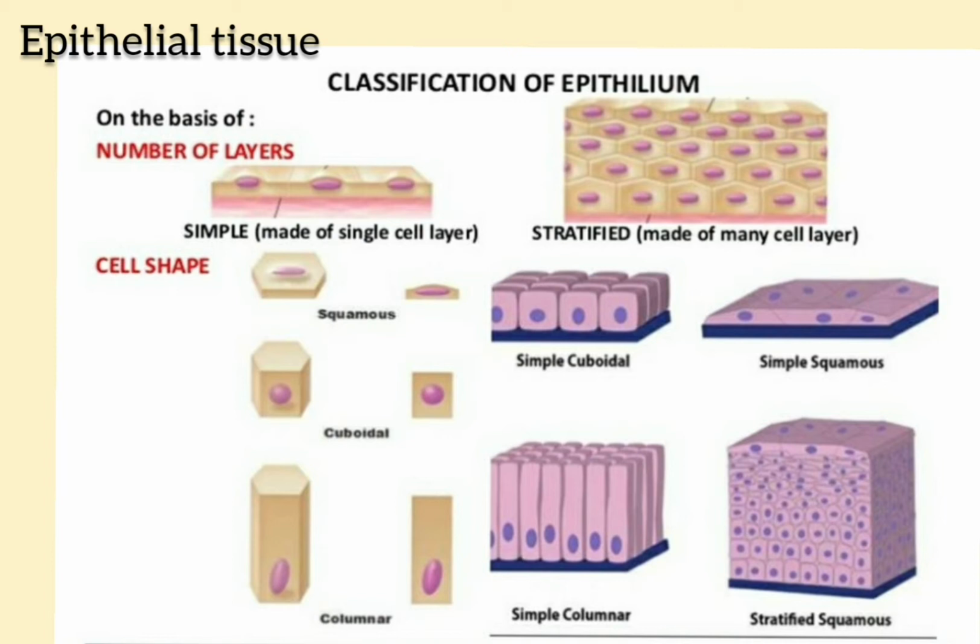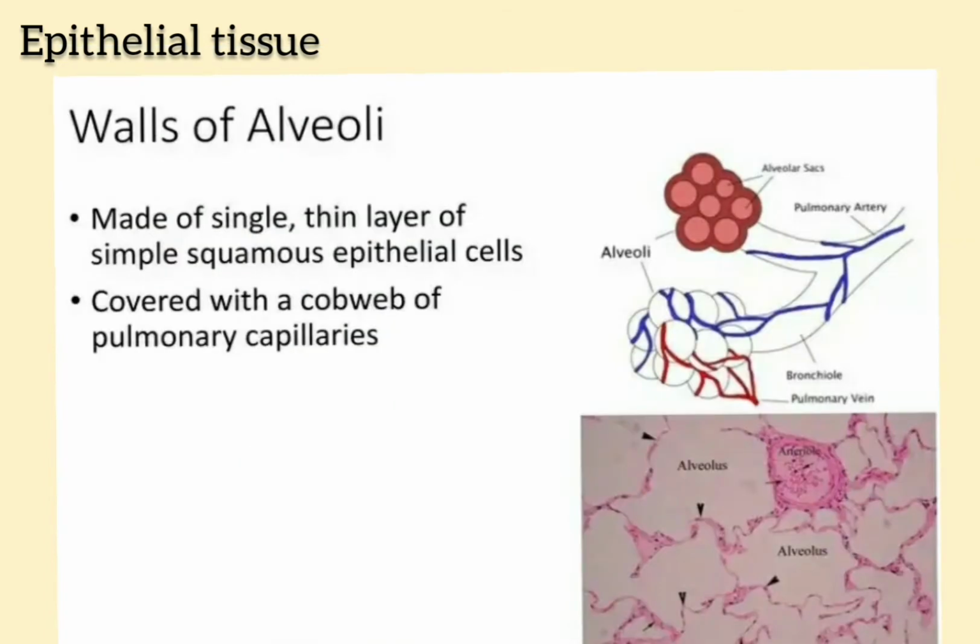Example, simple columnar epithelial tissue will have one layer of column-shaped cells. Then you have the simple squamous epithelium in the inner lining of blood vessels. They decrease friction. They are also present in the walls of alveoli in lungs.